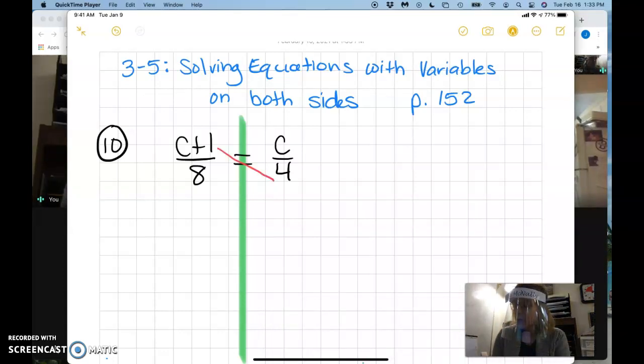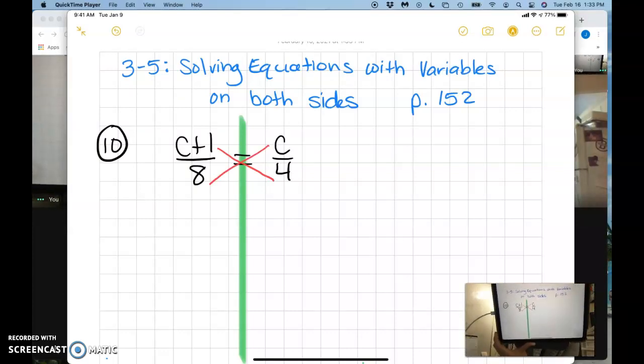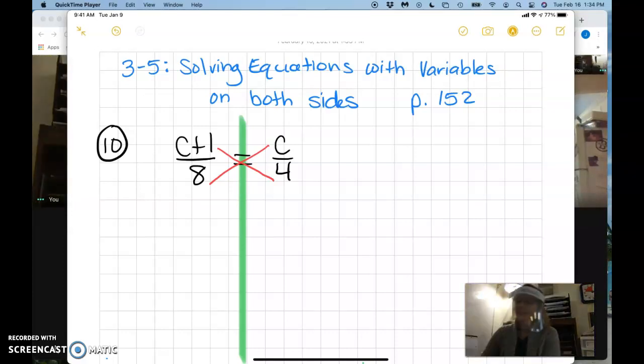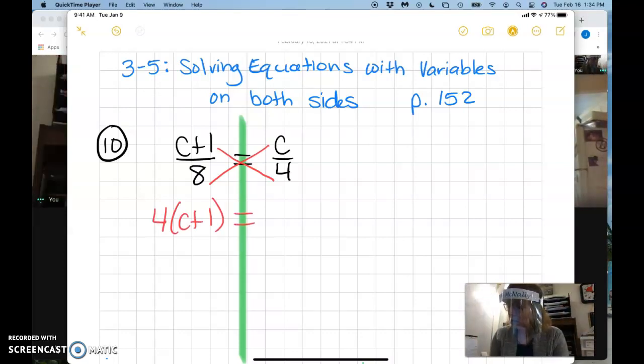The easiest way to do this problem is to cross multiply. So draw your little X to show that we're going to cross multiply. Rayleigh, did you get it? Yes. Okay, Allie? Yeah. So we're just going to cross multiply. What that looks like is 4 parentheses c plus 1 equals 8 times c.